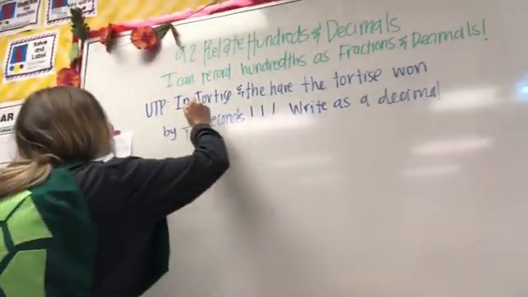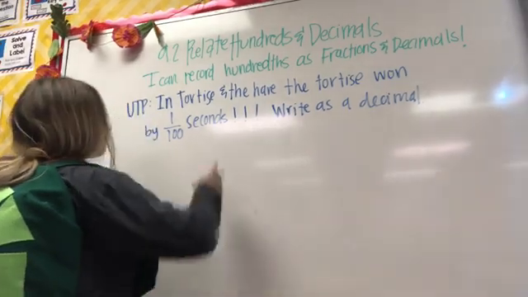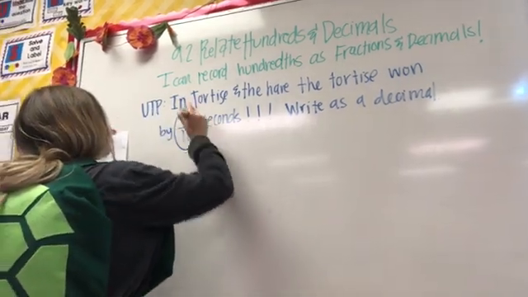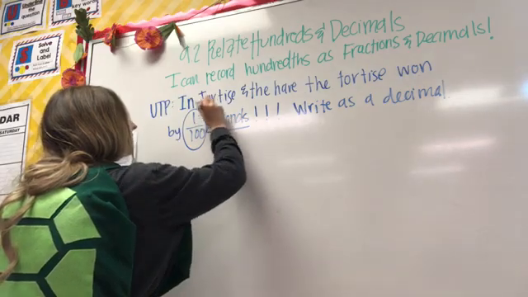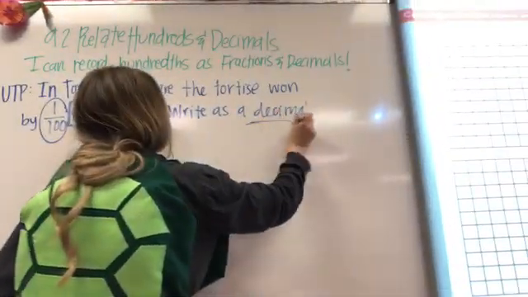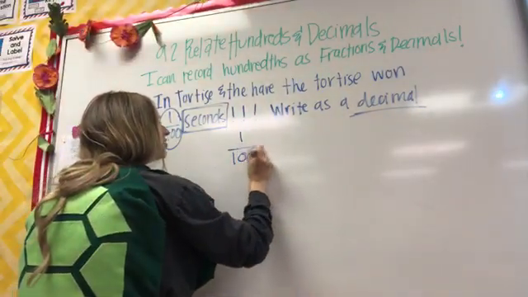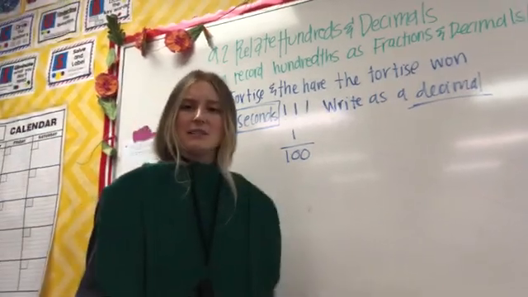We have 1/100, and we're using seconds, okay? And we want to transfer it to a decimal. So how do we take this 1/100 and make it into a decimal?